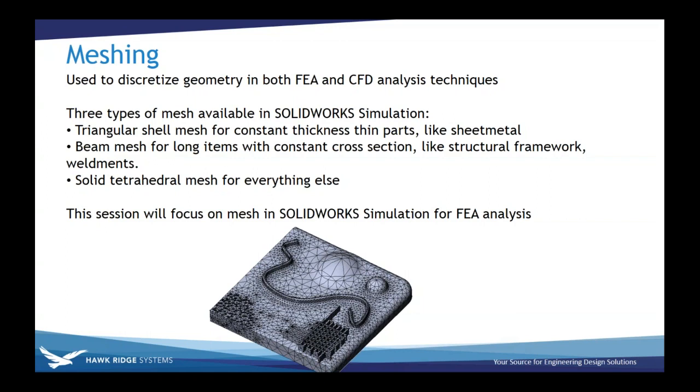And meshing is essentially just, the alternative term for it is discretization. It's the process of breaking down real 3D geometry, for the most part, into a consistent shaped element that we can perform stress calculations on. Okay. And in SOLIDWORKS Simulation, we have three fundamental element types.